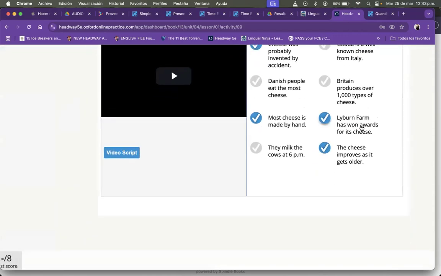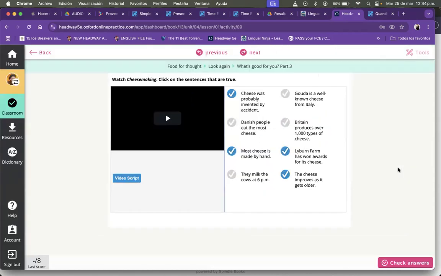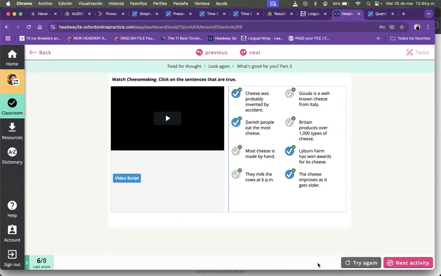Okay. There's over 2,000 types of cheese. 1,000. Are you sure? 1,000? I don't remember. Okay, no worries. Let's see. Okay, 6 out of 8. So it's missing this one. These two.